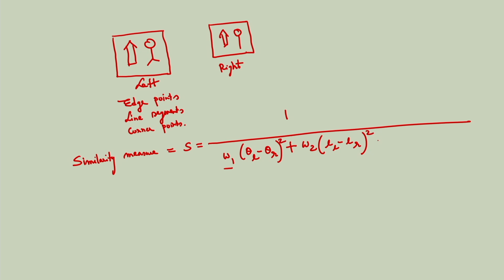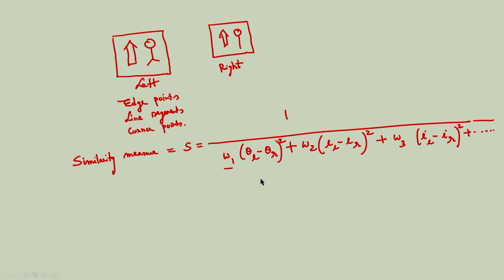This will be squared, or W3, maybe something like this, IL minus IR whole square. So like this I can find the similarity measures.